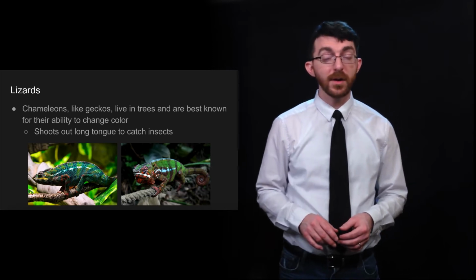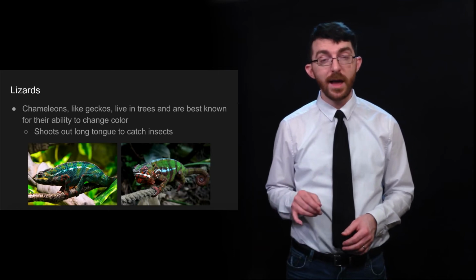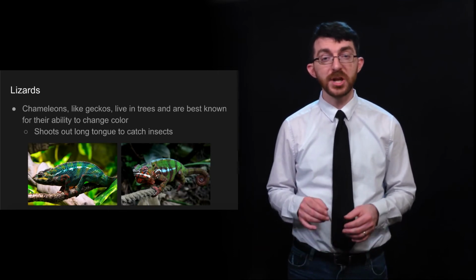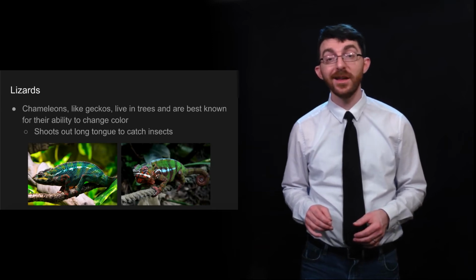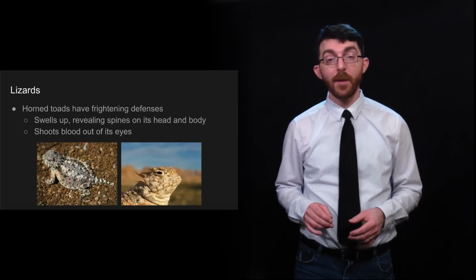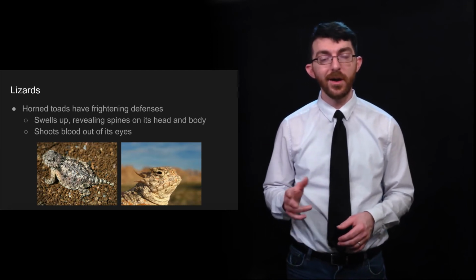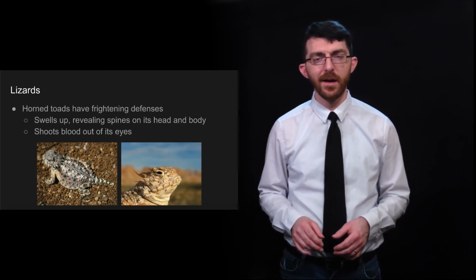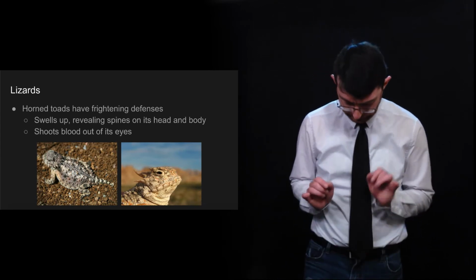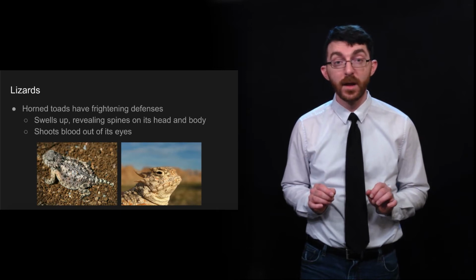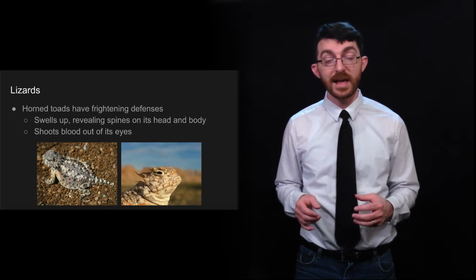Okay, another common lizard are chameleons. Like geckos, they live in trees, and they're best known for their ability to change color. They shoot out a long tongue to catch insects. Another variety of lizards are horned toads. I know, toad sounds like it should be an amphibian, but in fact they're reptiles. They have a frightening defense. They're able to swell up, and that reveals spines on their head and body.